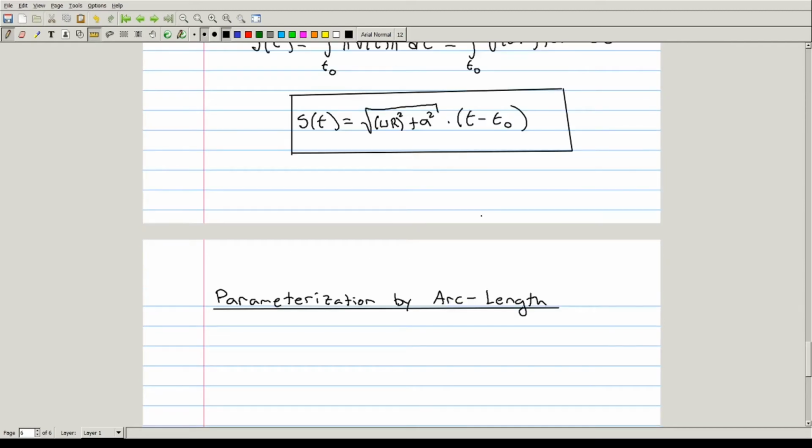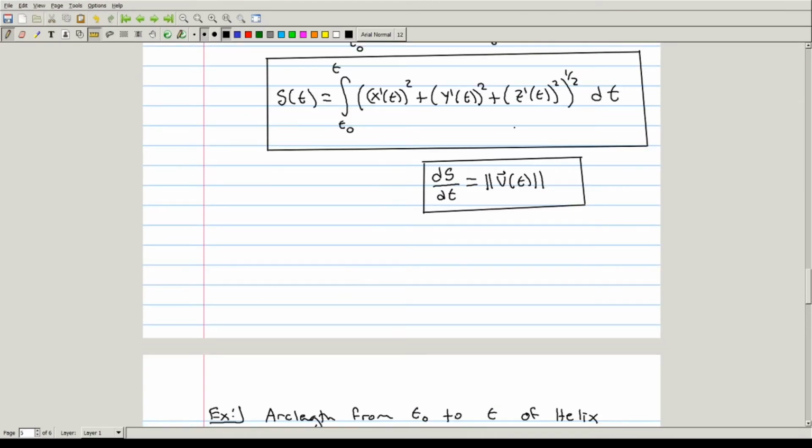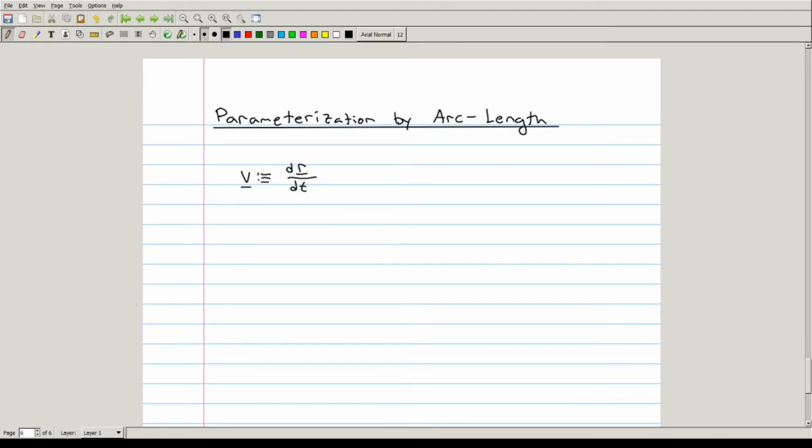And that's directly based on what we showed as we were defining arc length, which is that the rate of change of arc length with respect to any parameter t is exactly the magnitude of the velocity vector at t. So you'll recall that we defined the velocity vector as the derivative of the position vector with respect to the parameter t. This parameter could be time, it could be an angle, it could be a number of different things, as long as it's a scalar parameter.